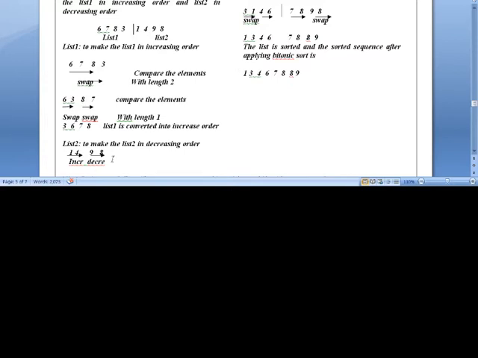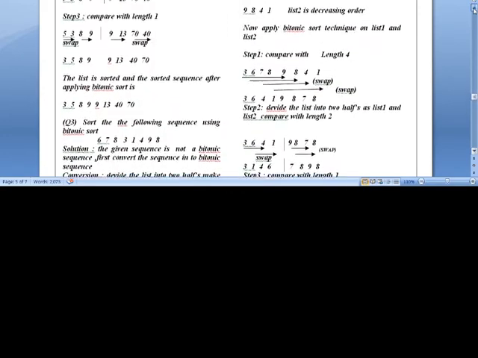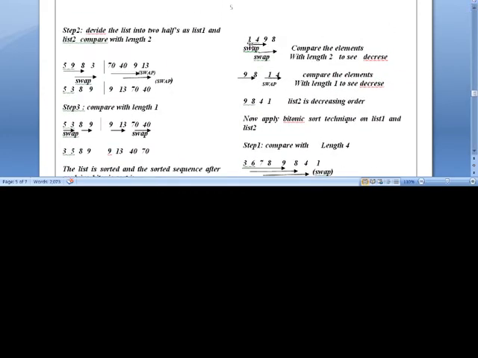Now take list 2. List 2 is 1, 4, 9, 8, increase and decrease. Now take 1, 9, 4, 8. Compare: is 1, 9 in decreasing order or not? For the second list, we have to observe in comparison whether it is decreasing order or not. If it is not decreasing order, swap it. So 1, 9 is decreasing order, no. So swap it: 9, 1. Next 4, 8 in decreasing order, no. So you swap it: 8, 4.